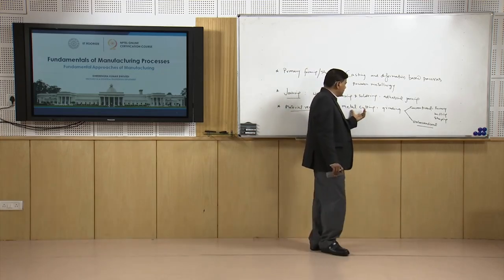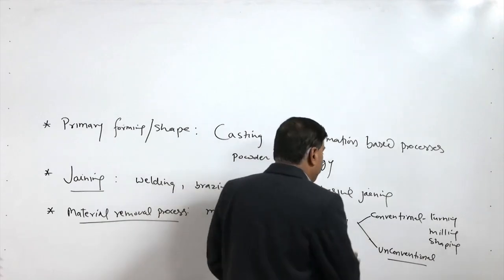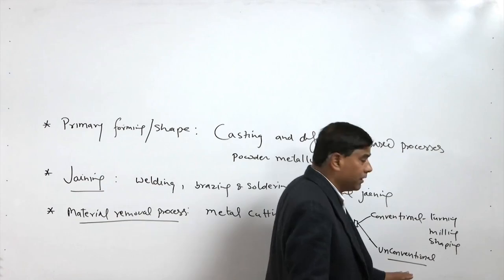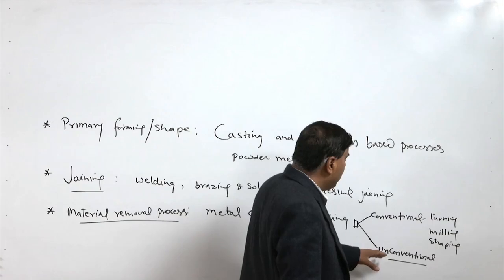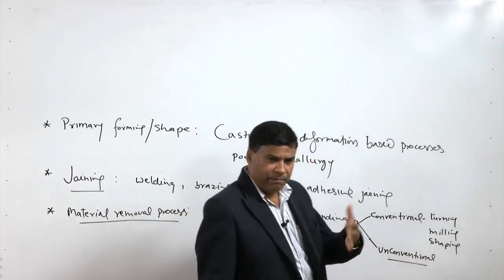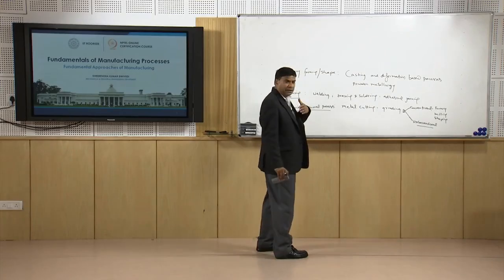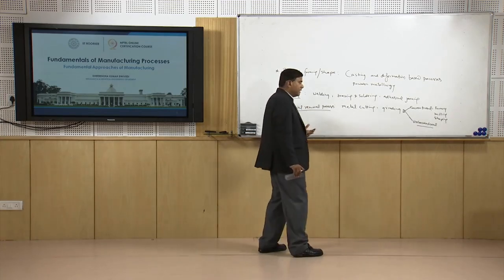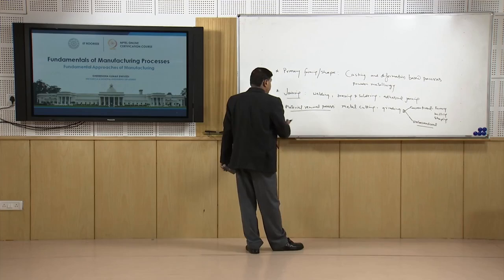Here macro scale material is removed, and a very fine and little quantity of material is removed in grinding. And in metal cutting, there are two broad categories: conventional machining and unconventional machining. In conventional machining, like turning, milling, shaping, and in the unconventional machining processes, there are a number of newer machining processes which have been developed, like electric discharge machining, electrochemical machining, water jet machining, ultrasonic machining, abrasive finishing based processes, etc. So, those are the unconventional machining processes.